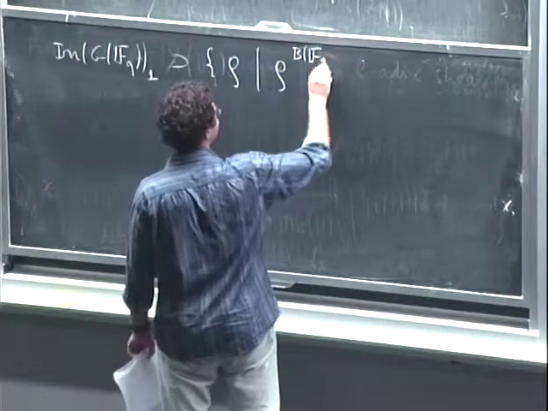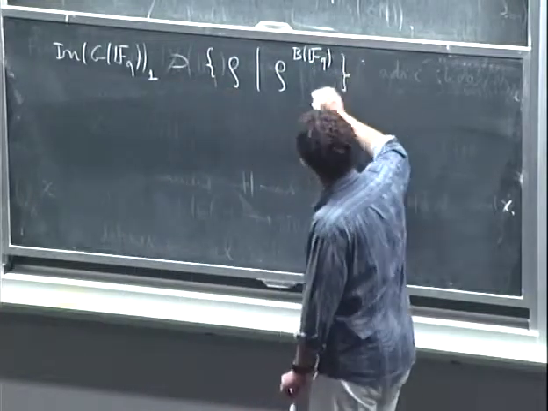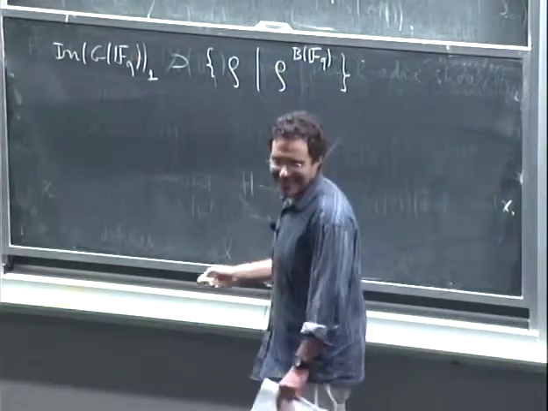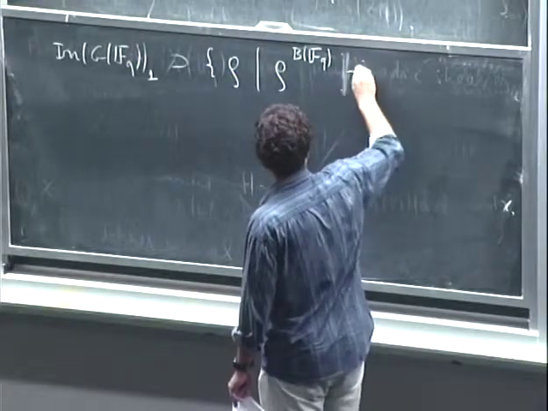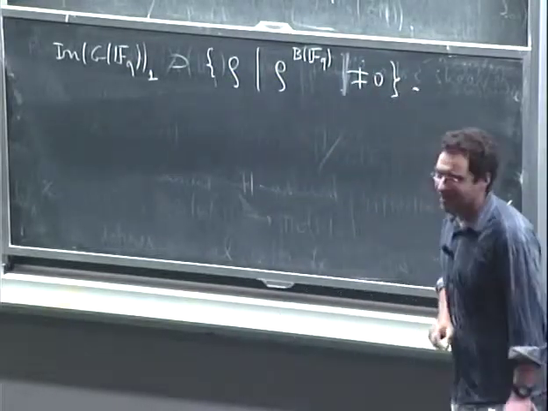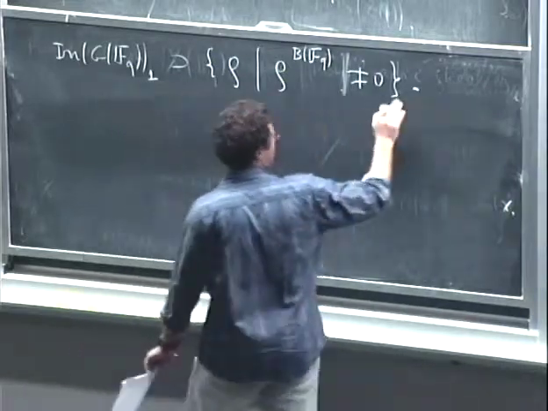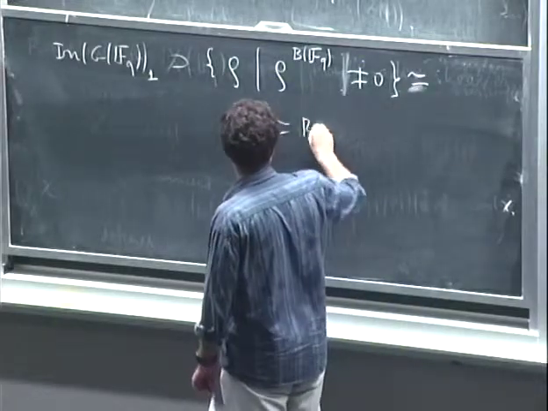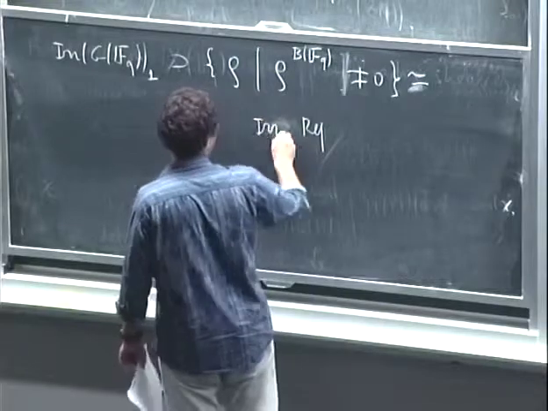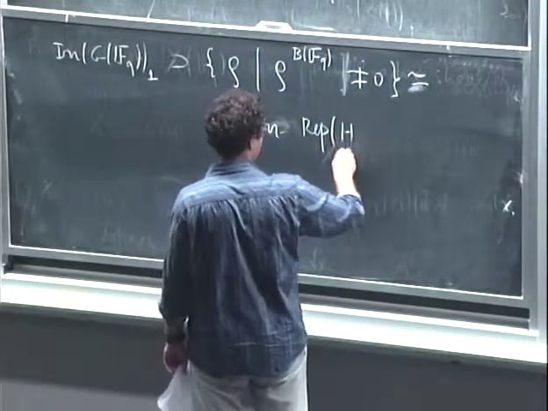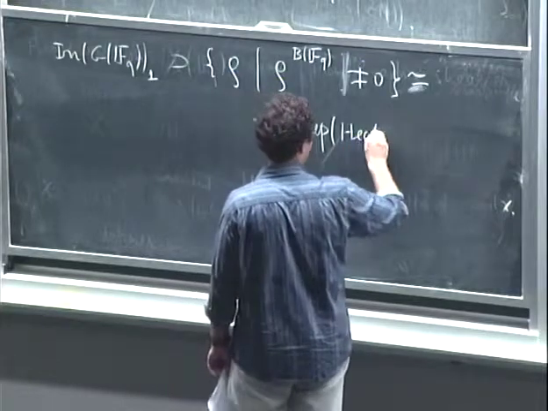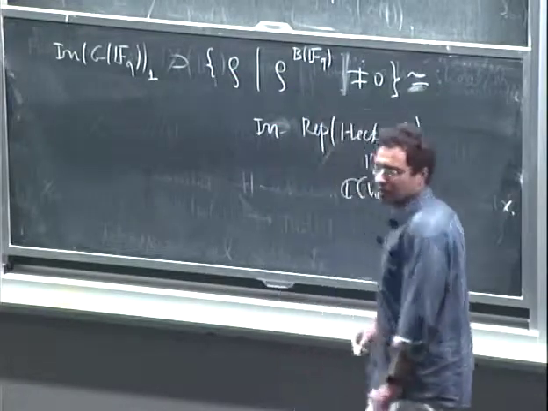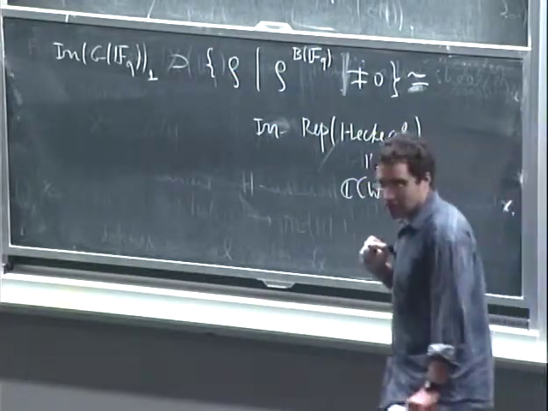So well, now I had the good luck of having chosen my G to be split. And this set is very easy to describe. It's a very classical result that this is the same as irreducible representations of the Hecke algebra H, which is, as an abstract algebra, isomorphic to the group algebra of the Weyl group, so that classification of such representations is very classical.